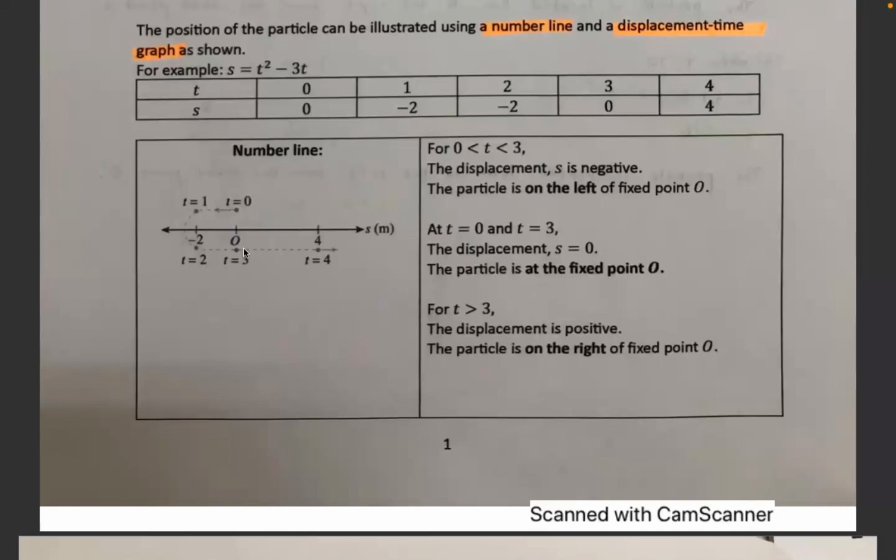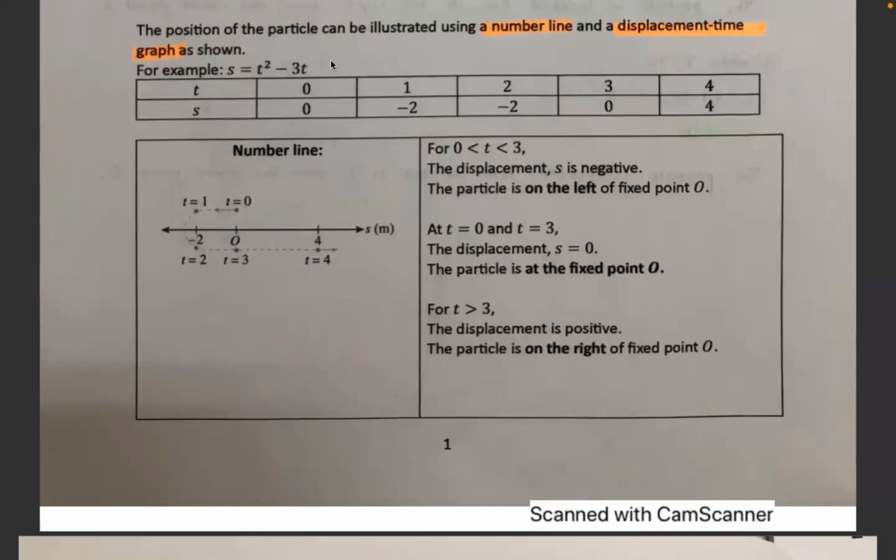Okay, the next one. When t equals 3, this is the movement of the particle to the right. So we can identify that when t is greater than 3, the displacement is positive. Let's say when t equals 4, S equals 4. So when the particle is on the right of O, the displacement will be positive. So this is the number line.